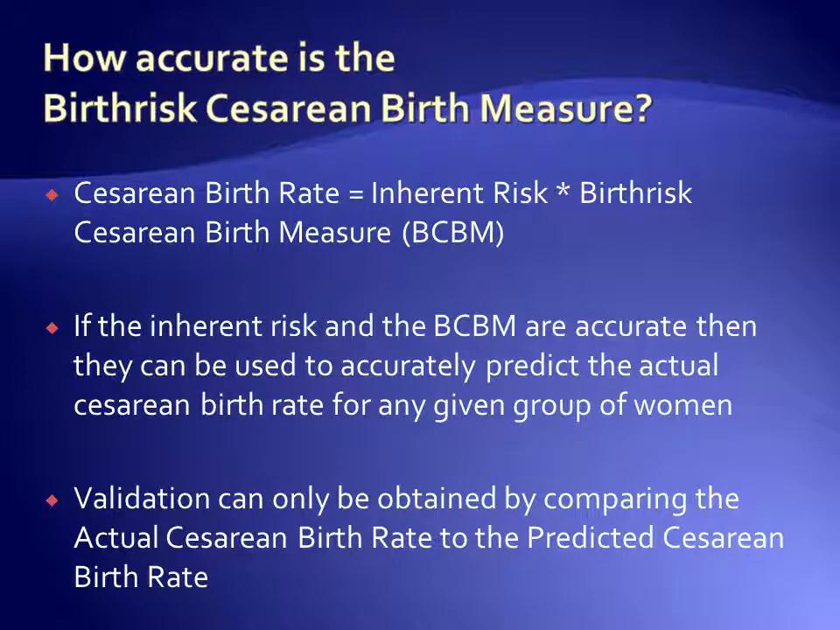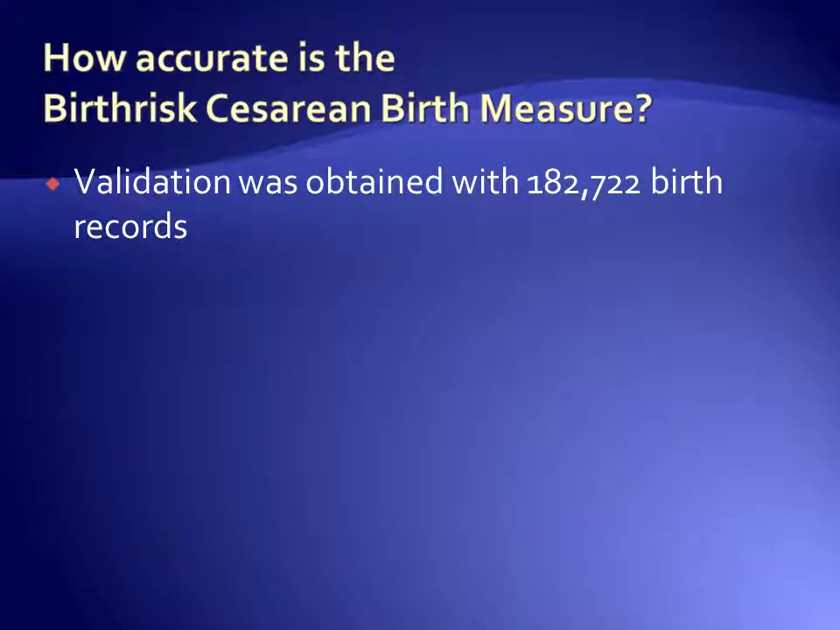Validation can only be obtained by comparing the actual cesarean birth rate to the predicted cesarean birth rate. Validation was obtained by taking 182,722 birth records and using the inherent risk for each record and the Birthrisk Cesarean Birth Measure for that provider and predicting the percent risk of cesarean birth for that record using a computer algorithm that does not know the actual outcome for that record.